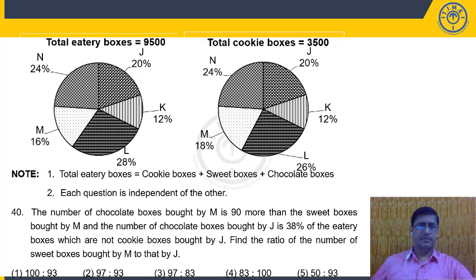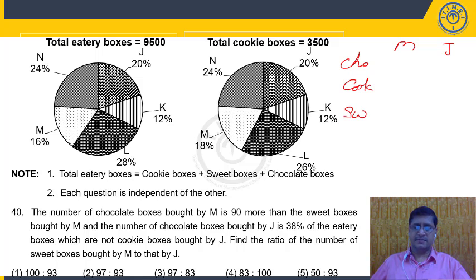So what is the discussion here? M and J. What are the M and J values? So one is chocolate, cookie, and sweet boxes. How many cookies are there in M? In M, 18%. 18% of 3500.